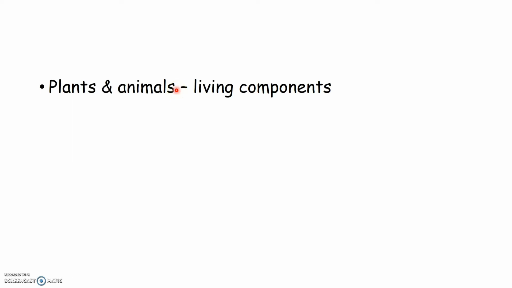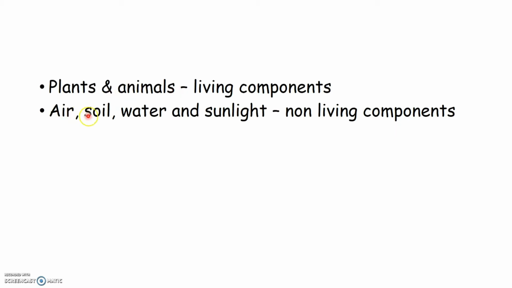Now, what about non-living components? Are there any non-living things around us? Yes, non-living components like air, soil, water, and sunlight are also present in the environment around us. Now, do you think these living components will depend on these non-living components for their survival? Yes, living components of the environment will depend on non-living things. That is, living components like plants and animals, they depend on non-living components like air, soil, water, and sunlight. This is essential for their survival.